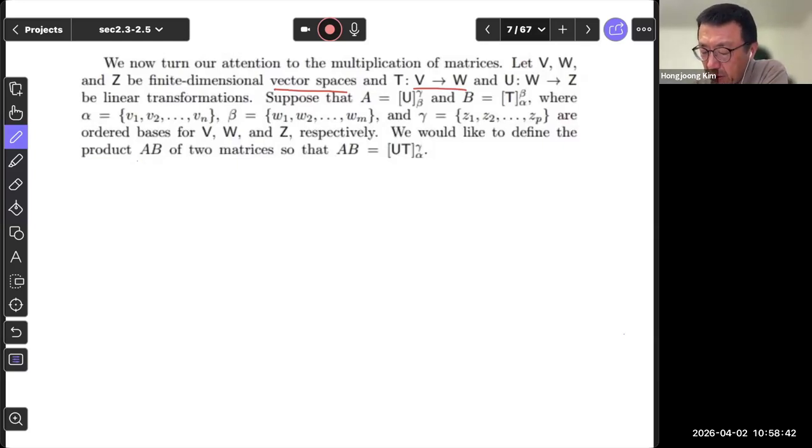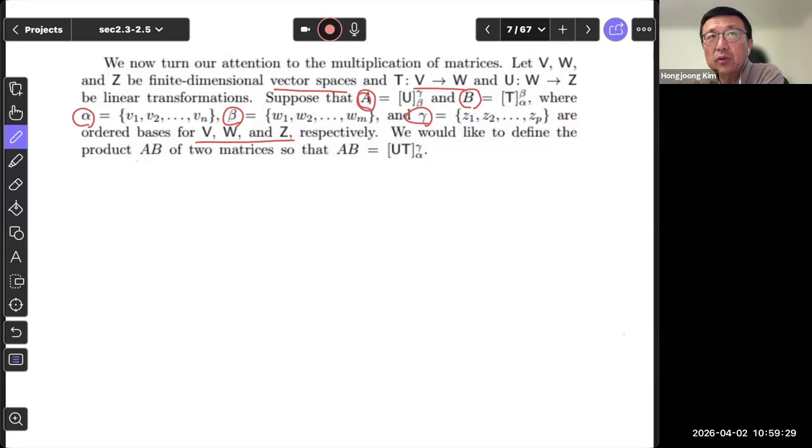And suppose that we have bases alpha, beta, gamma for these spaces V, W, and Z respectively. So alpha, V1 up to Vn is a basis for V, and W1 up to Wm is a basis for W, and gamma, Z1 up to Zp will be a basis for the Z space. Then we can easily find the matrix representing U using beta and gamma, and we can also find a matrix B representing T with respect to alpha and beta.